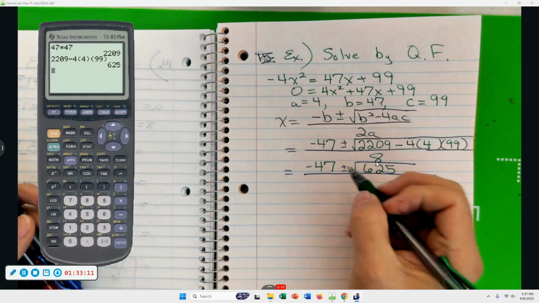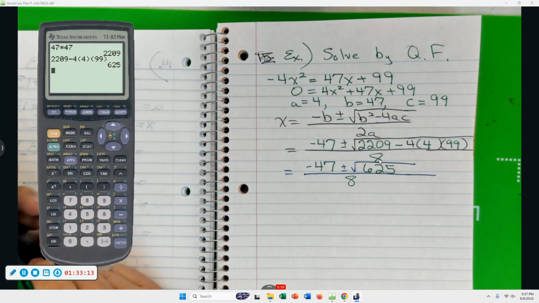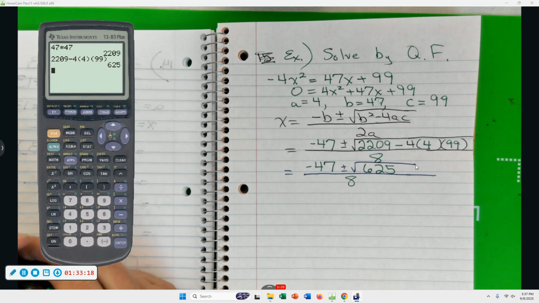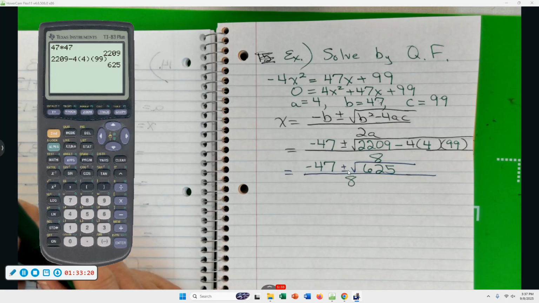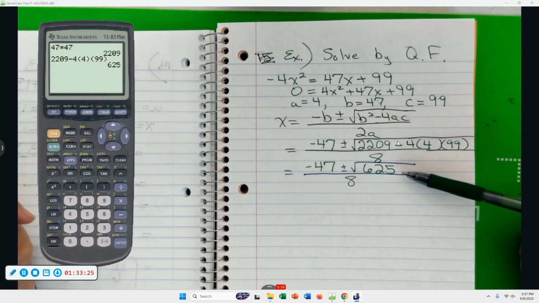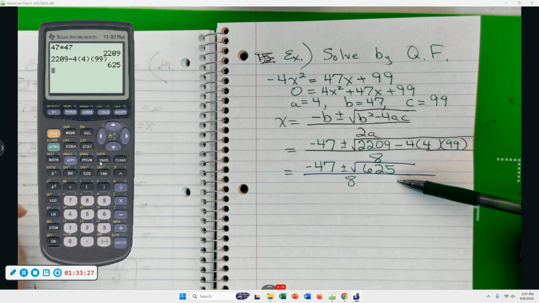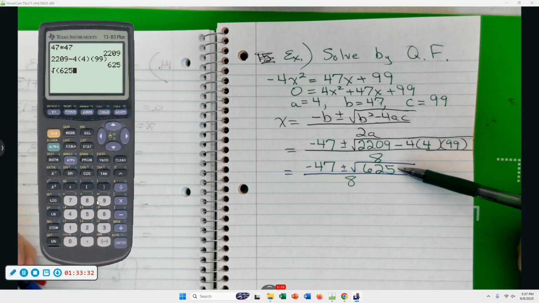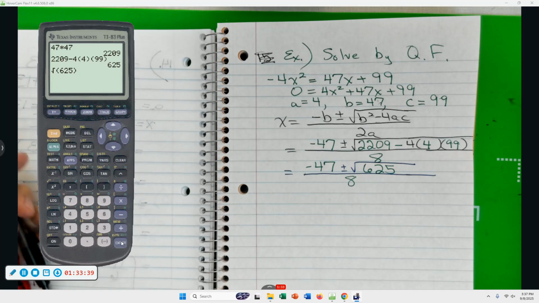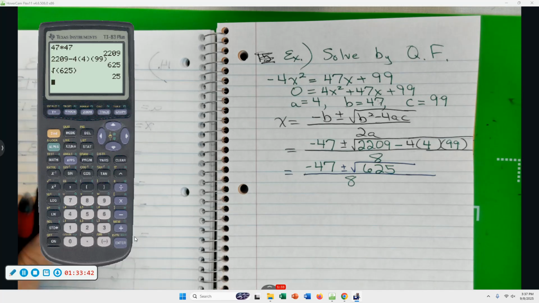All over, we still have that 8. This is what's happening here in this problem. It's the first time it's happened in this class: we use the quadratic formula and we have a perfect square under the square root. If you get a perfect square under there, that tells you it was factorable. We could have solved this by factoring, okay? But no imaginary number.